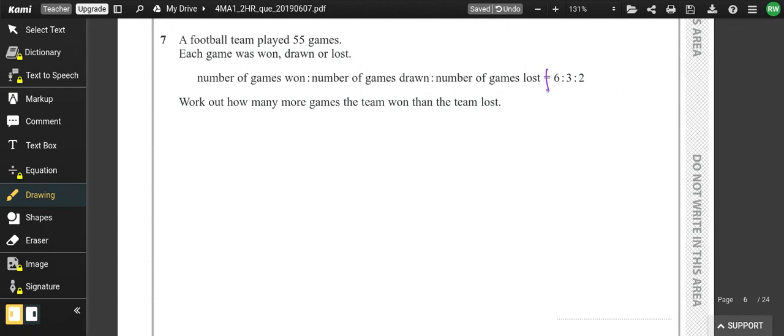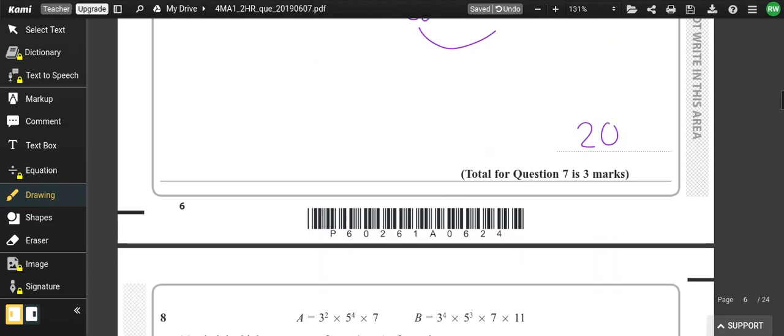Pretty much everyone got this right. Add those up. You get 11. 55 divided by 11 is 5. So each of these is worth 5. So we've got 30 to 15 to 10. And it's asking you how many more games won than lost. So subtract those two to get 20.